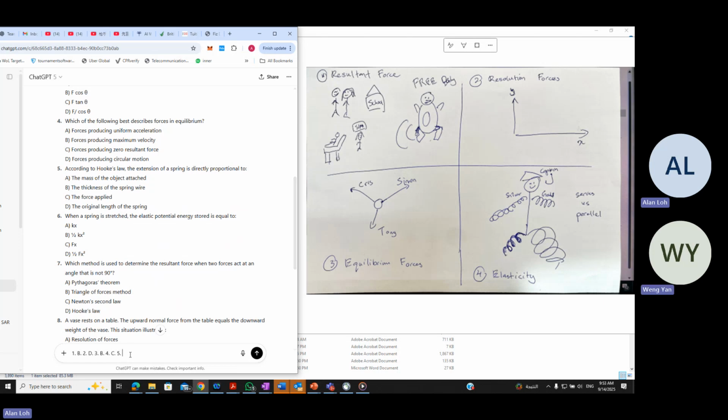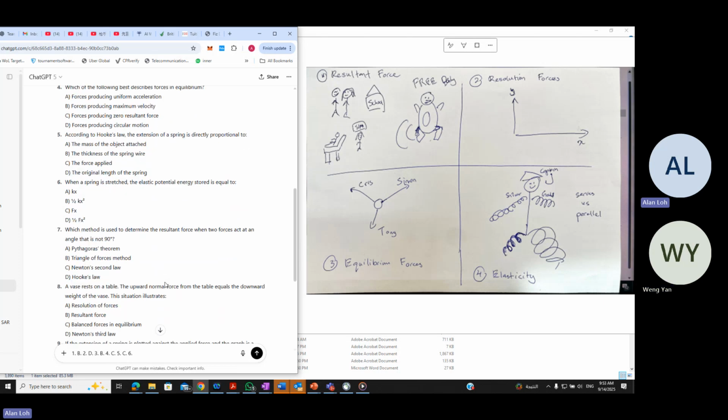F is the force, K is the stiffness, and X is how much it stretches. So I think it's C. Number 5 is C? Yeah. Number 6, when the spring is stretched, it's B, 1 over 2 K X squared.